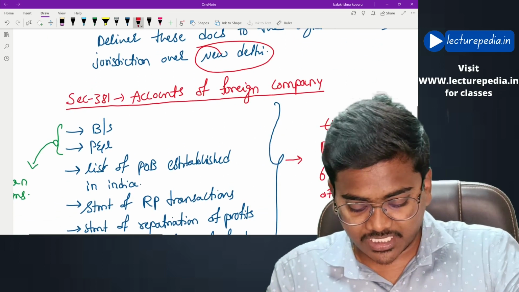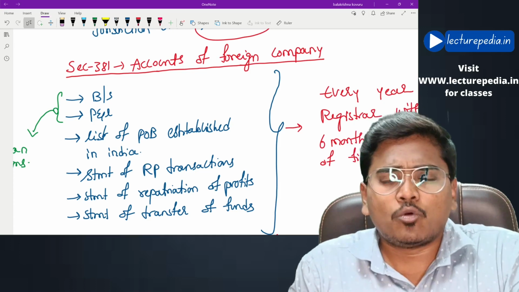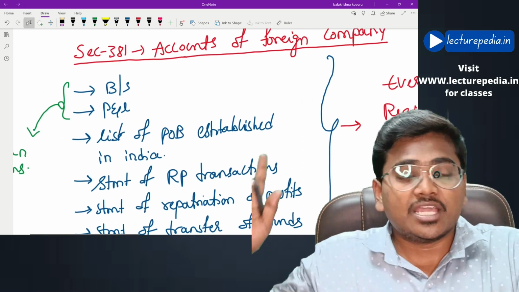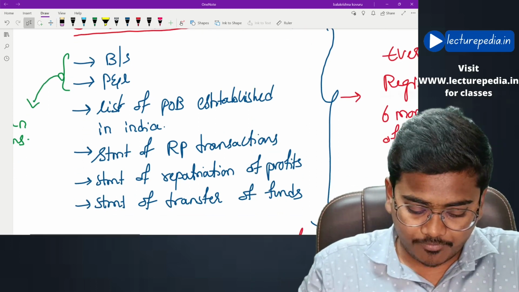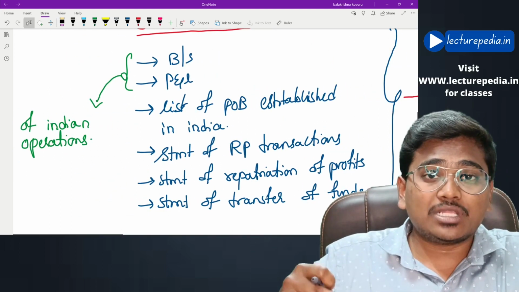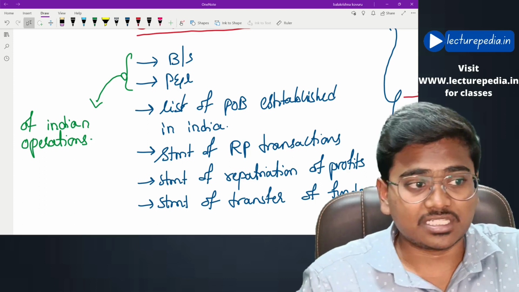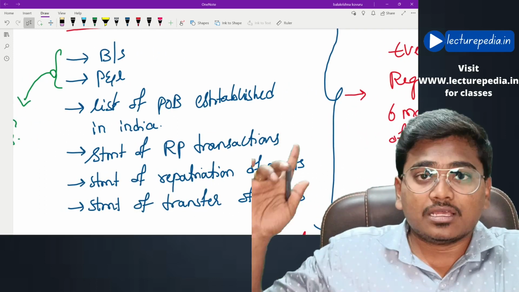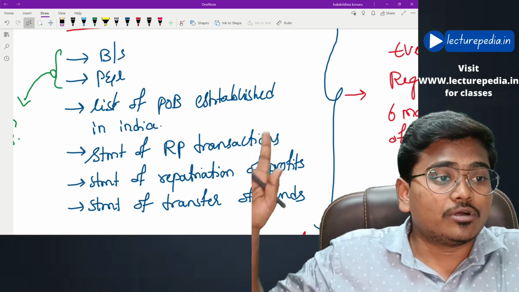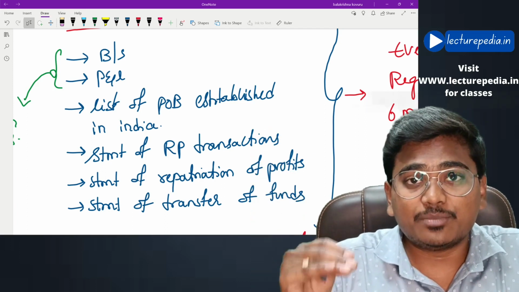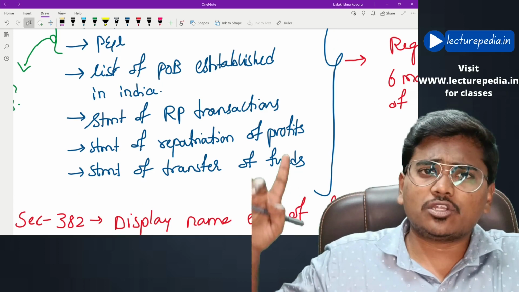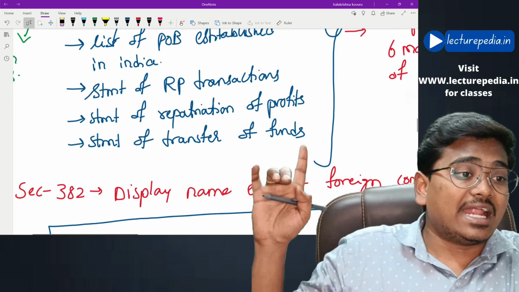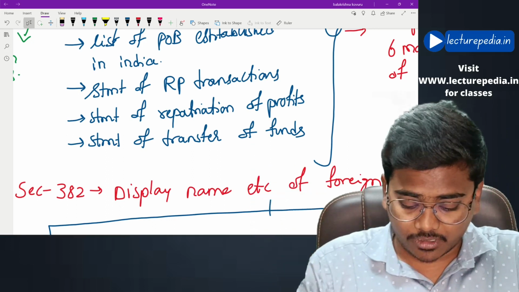Next, section number 381. What are the accounts that the foreign company has to maintain? It has to maintain a balance sheet and profit and loss account relating only to the Indian business operations. Hope this is clear. And it should also give a list of places of business established by it in India, and a statement of related party transactions, statement of repatriation of profits, and statement of transfer of funds.